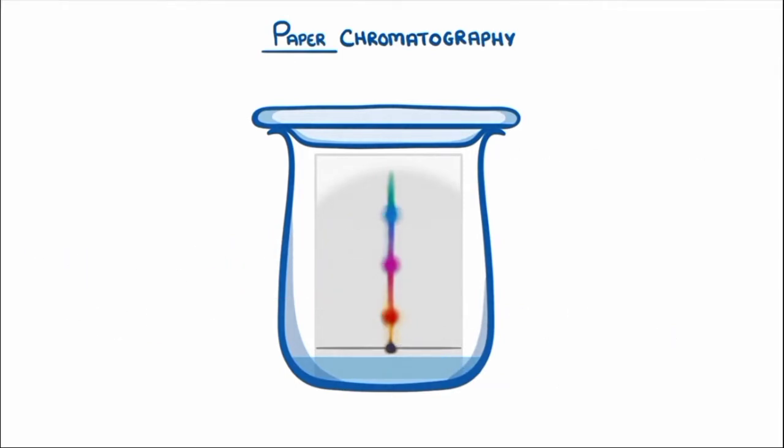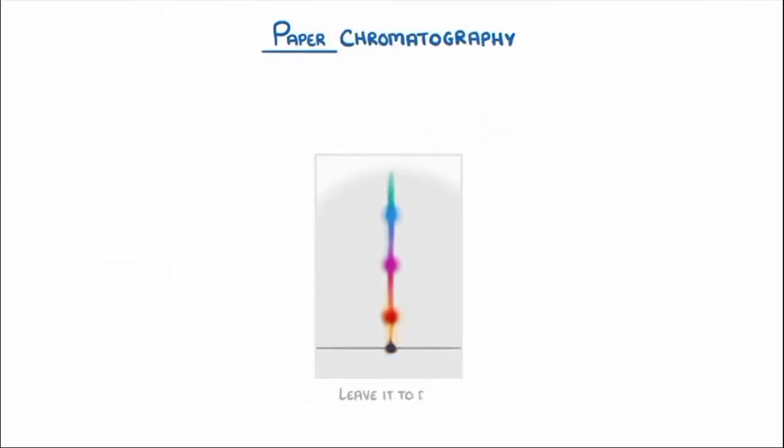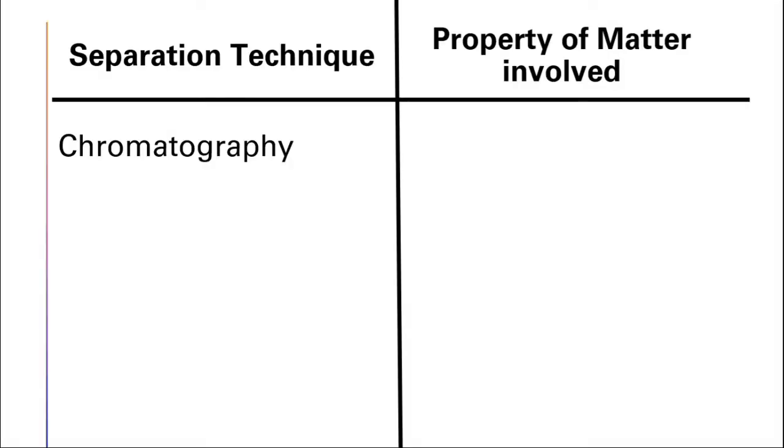Once the solvent has almost reached the top of the paper, we take it out and leave it to dry. Okay, so that's chromatography. The property of matter involved in the separation technique is solubility.